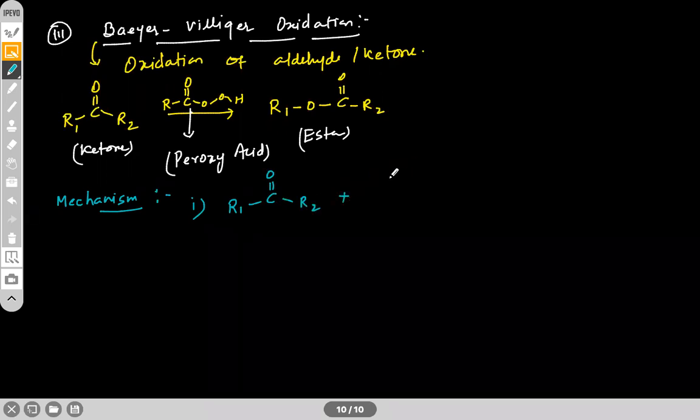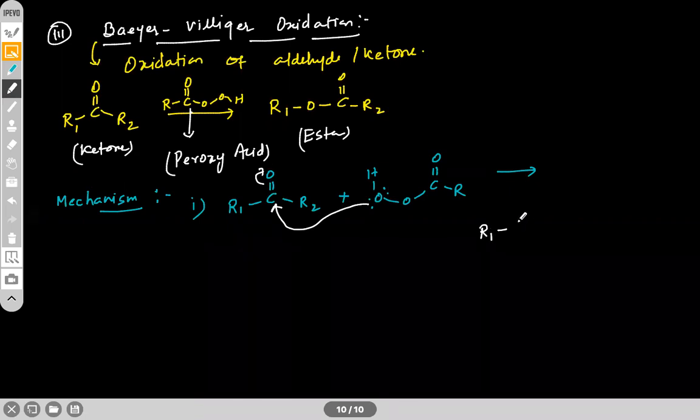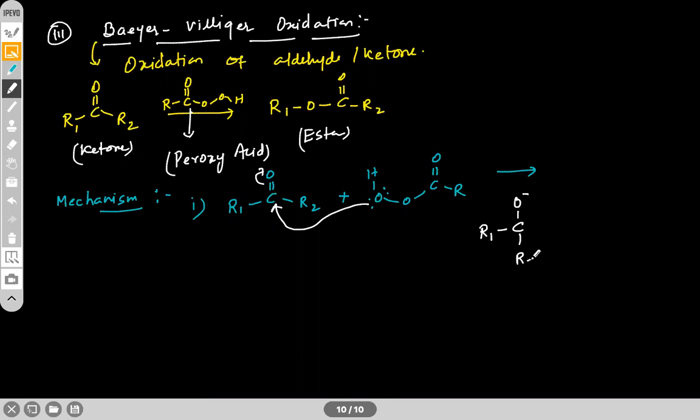Ketone, okay, this is a peroxy acid, and this lone pair of the peroxy acid attacks the carbon atom and the pi electron moves onto the oxygen. So what we get here is R1, C, O minus, R2, OO, C double bond O, R, H and a positive charge. Right? Now, because of this H, this is not stable. So from this, H plus comes out and we get this.